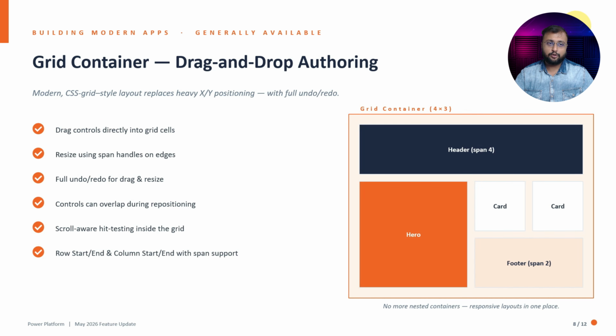The next big update is around the grid container. Now it supports drag and drop authoring. Basically, the modern CSS grid layout replaces the heavy XY positioning, the traditional way we were building responsive applications. You can drag and drop directly into the grid cells, resize and span with handles on the edges, undo and redo are supported, and scroll is also available within it. All these new features have been introduced into the grid container. If you haven't explored it in a Canvas application, start leveraging it.